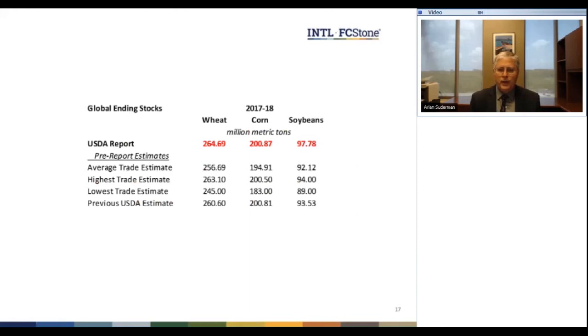Global ending stocks, largely because of the adjustments that USDA made in this report, are higher for corn, soybeans, and wheat, although there were some other adjustments in wheat as well. So bigger stocks, lower prices, that's the reaction we saw first with the algorithmic traders, the computers, followed by the human element as well.